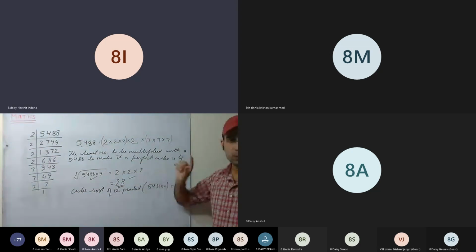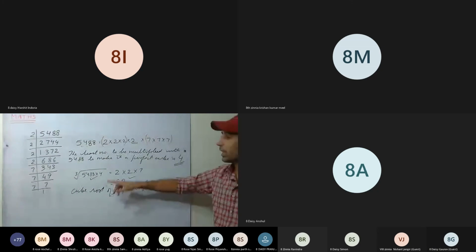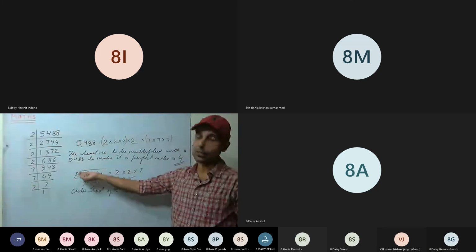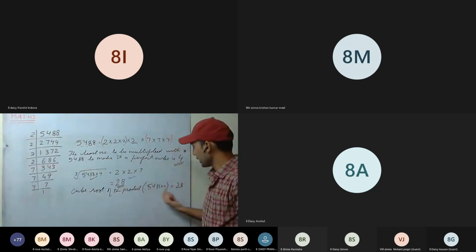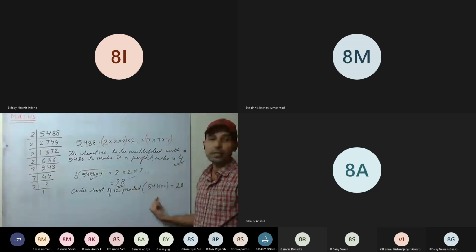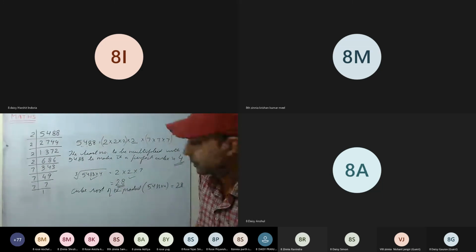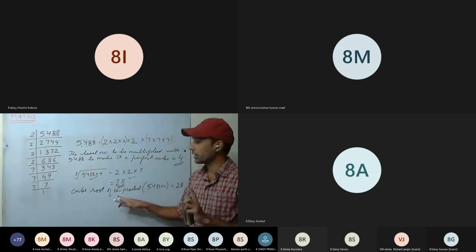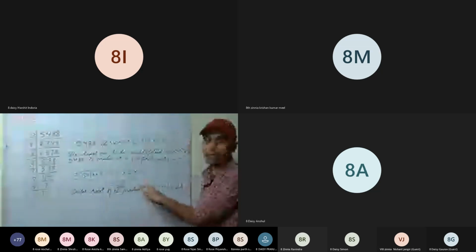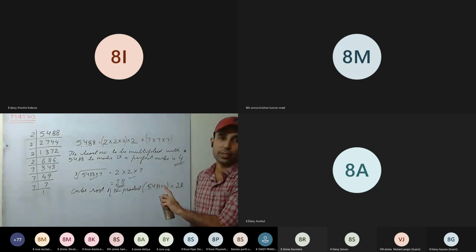Yes, sir. So the answers must be mentioned. What the question is asking, you must mention the answer. The least number is 4. The cube root of the product is 28. This must be mentioned. Okay. And if the question doesn't ask that you have to find the cube root, don't find it. No need of doing that.